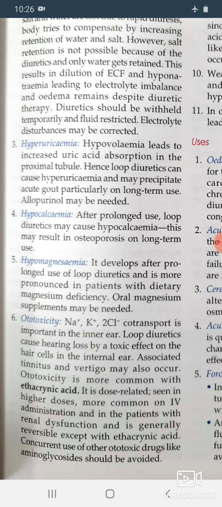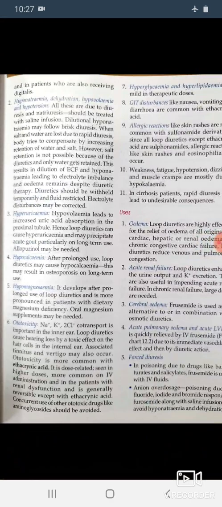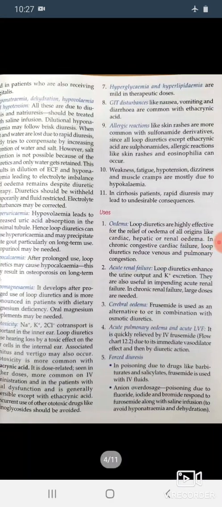Okay. And the main thing to be taken into caution during the use of loop diuretics is that loop diuretics must not be used with other ototoxic drugs. For example, aminoglycoside antibiotics. The aminoglycoside antibiotics are those drugs which are highly toxic to the ear. So when loop diuretics are given with aminoglycosides, both are ototoxic, then there is very much hearing loss, right? So the use of other ototoxic drugs along with loop diuretics must be avoided.